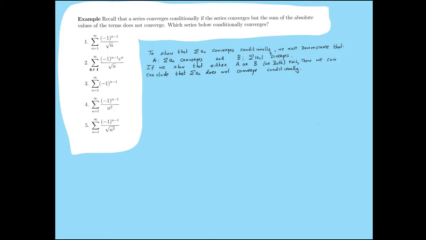To show that a series converges conditionally, we have to verify two things. A, that the series converges, and B, that the sum of the absolute values of the terms does not converge.